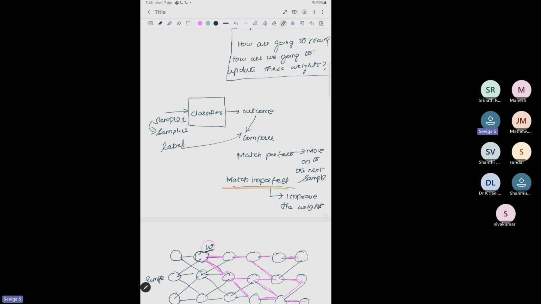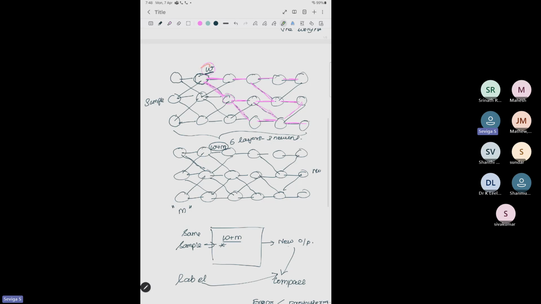If the match is imperfect, if the outcome is not matching with the label, we need to learn from our mistakes. So how are we going to learn? Initially, we have fixed a small random weight to the neurons. I am talking only about one neuron, but the whole case is that we are not just acting on one neuron. We will be changing all neurons' weights. But for example, we are taking only one neuron. What we will do is add a small weight called M to that weight. That weight is a random number.